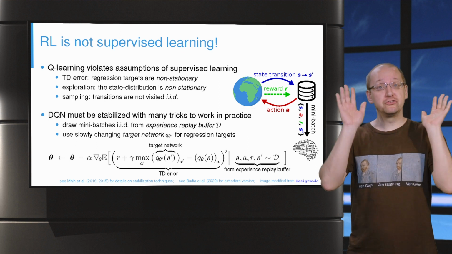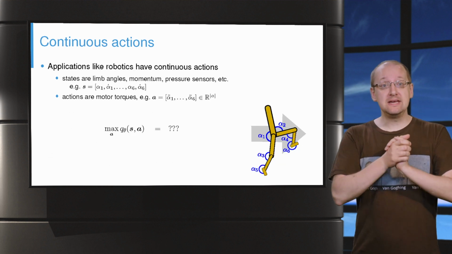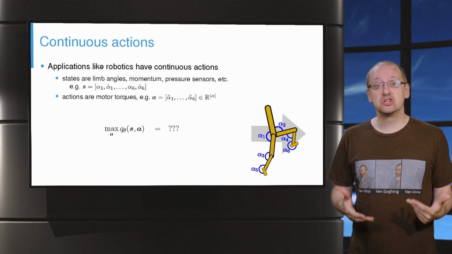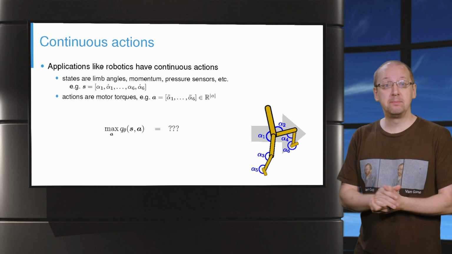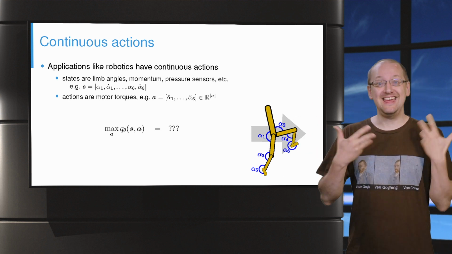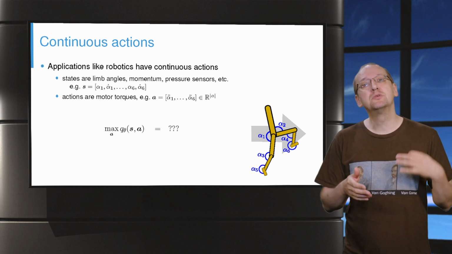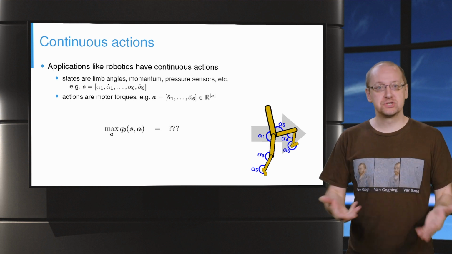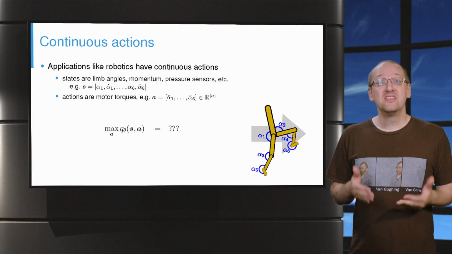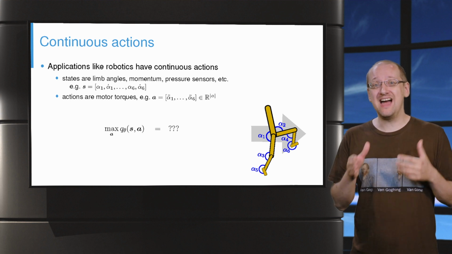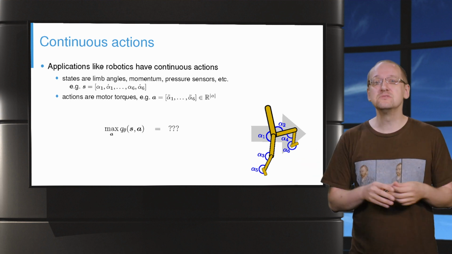Okay, so far, we looked only at discrete actions. But in many applications, the actions are actually continuous. For example, if the stick puppet here wants to walk, the state of the puppet is the angle and momentum of every joint, and the actions are motor torques. These are continuous, and it is not clear how we can find the action that maximizes any given Q value function.